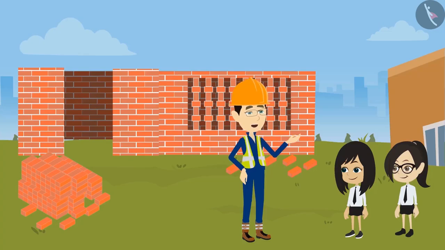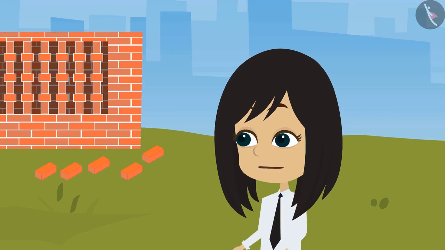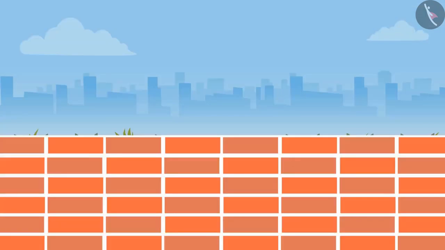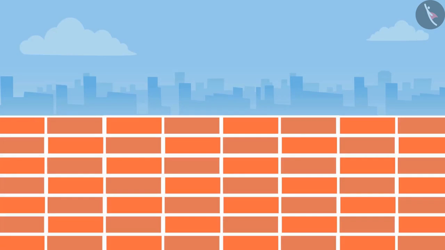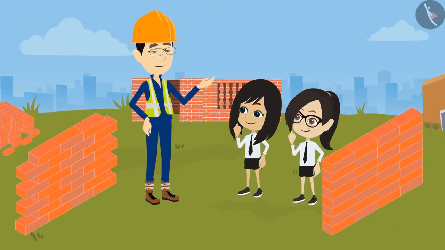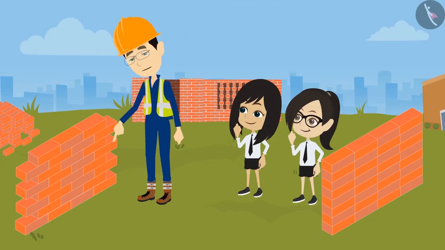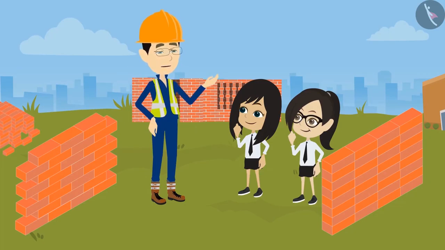Can you suggest another pattern to make a wall? Yes, sir. It will be easy. Why don't we put the bricks on top of each other? Even then a pattern will be formed. You are absolutely right. Now see, this is a wall made using your chosen pattern, and this is a wall made using the pattern I chose. What do you think? Which wall is stronger?